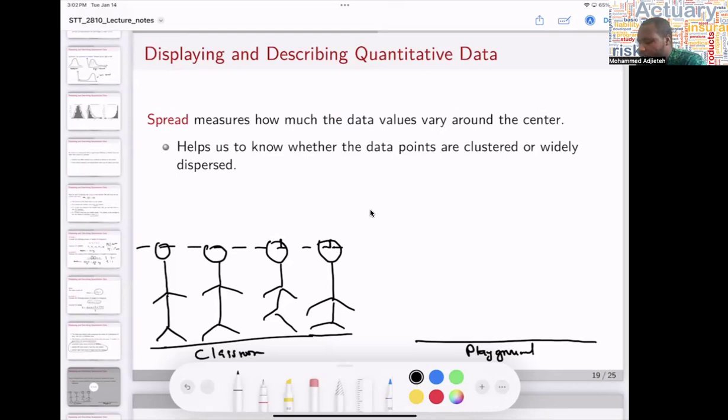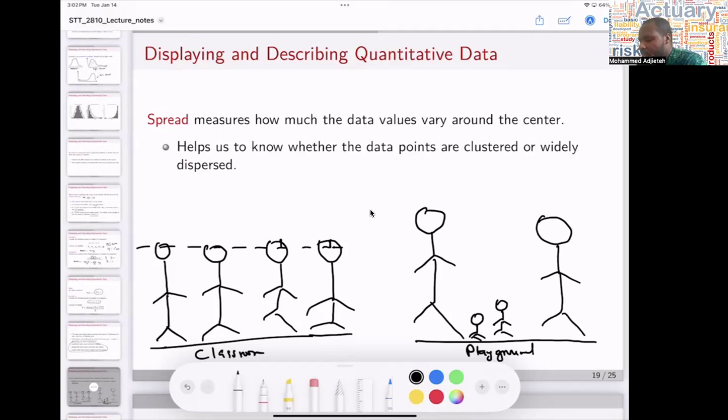Let's go to the playground on Saturday morning. So let's look at this is a parent. This is a toddler with the father. This is the sibling. And let's say this is another parent too. Let's say this is the average height here too. You can see that the average height for both situations are the same.